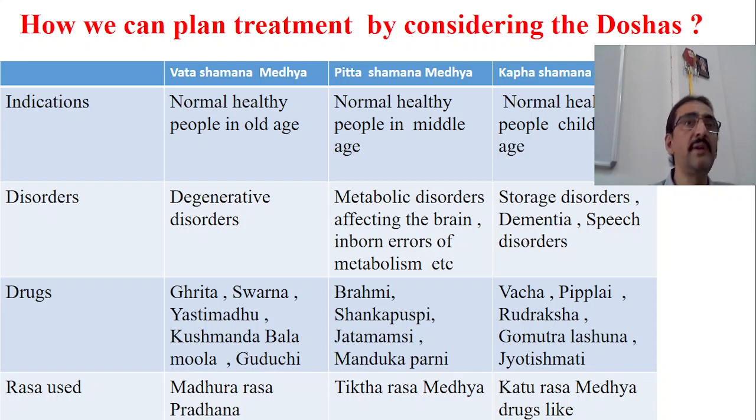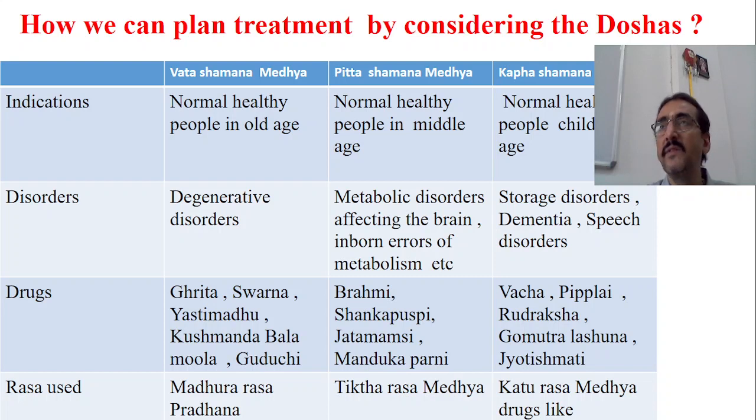whereas Vata Shamaka Medhya drugs should preferably be given in old age. Pitta Shamaka Medhya drugs are preferably the drug of choice in cognition problems in middle age. What other problems can you prescribe Pitta Shamaka Medhya drugs for? For example, metabolic disorders. We have brain problems because of many metabolic problems, inborn errors of metabolism, enzymatic activities or chemical reactions, or absence of electrolytes like sodium, calcium, potassium, which lead to cognition problems. That problem may be congenital or acquired, leading to memory problems. Then the Pitta Shamaka Medhya drugs are the drug of choice.